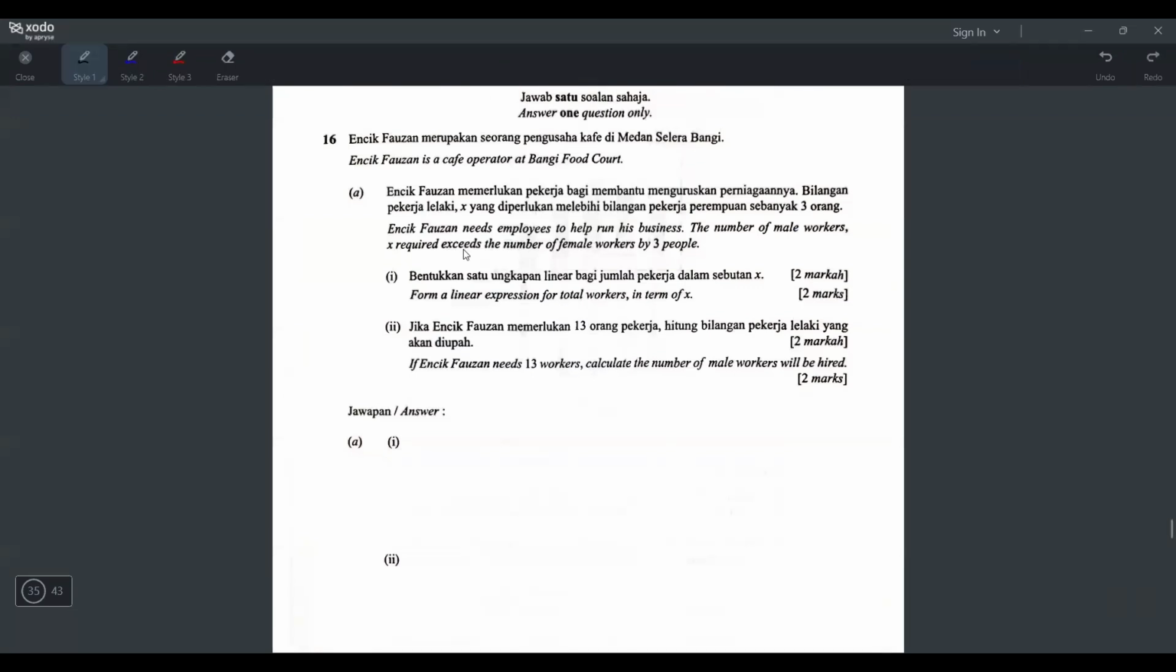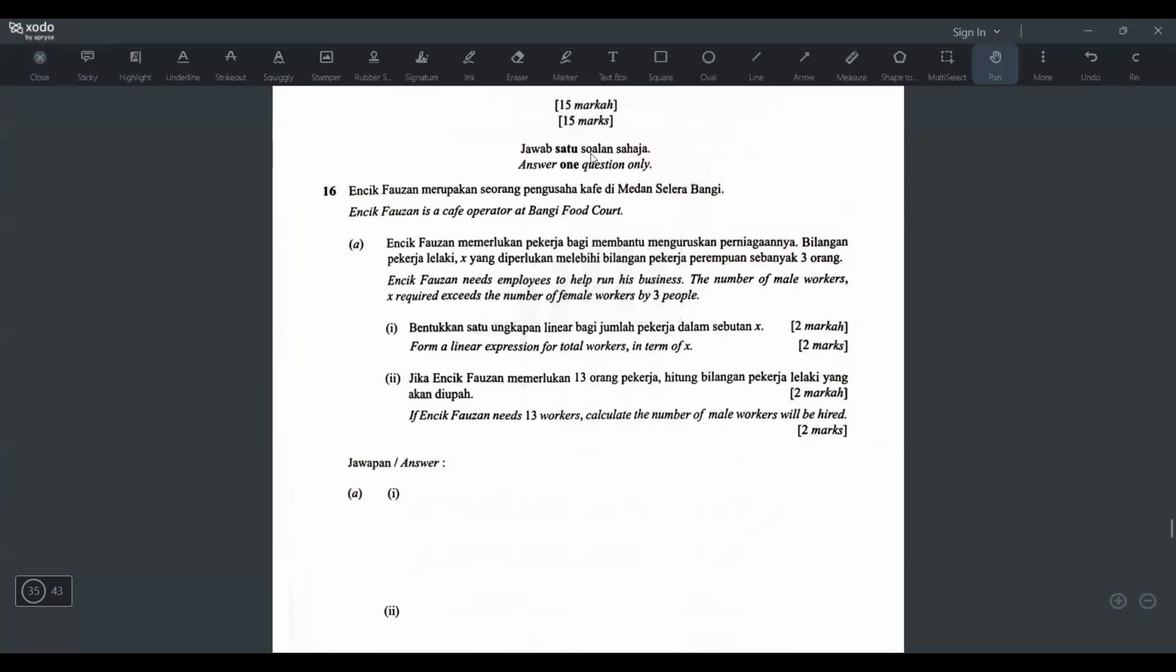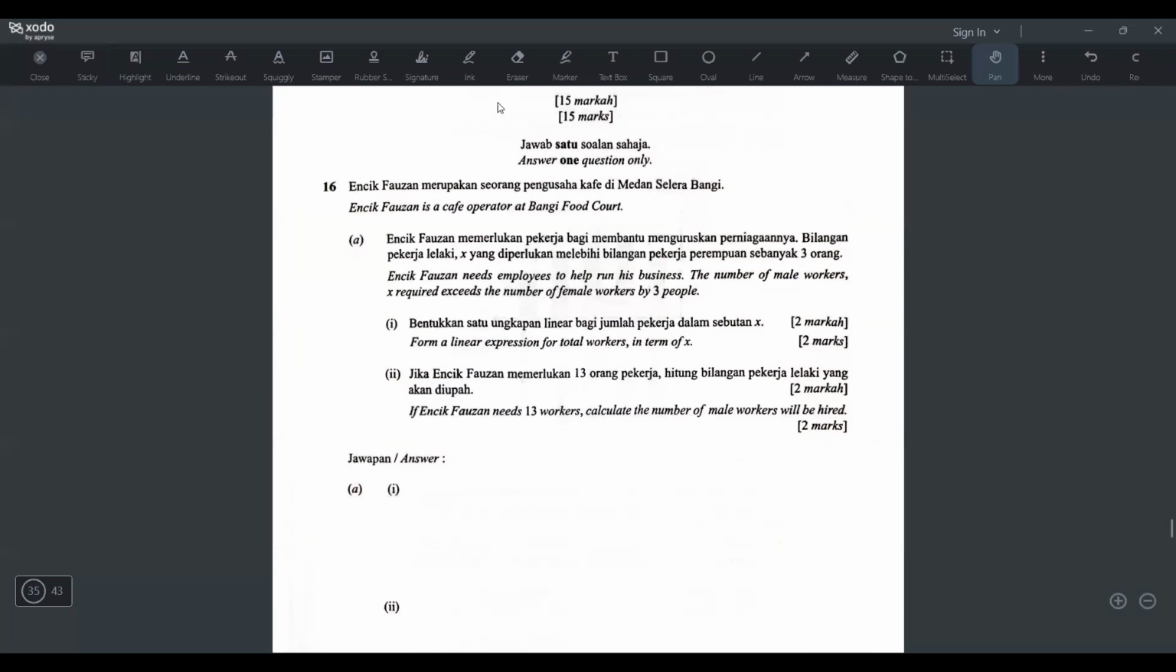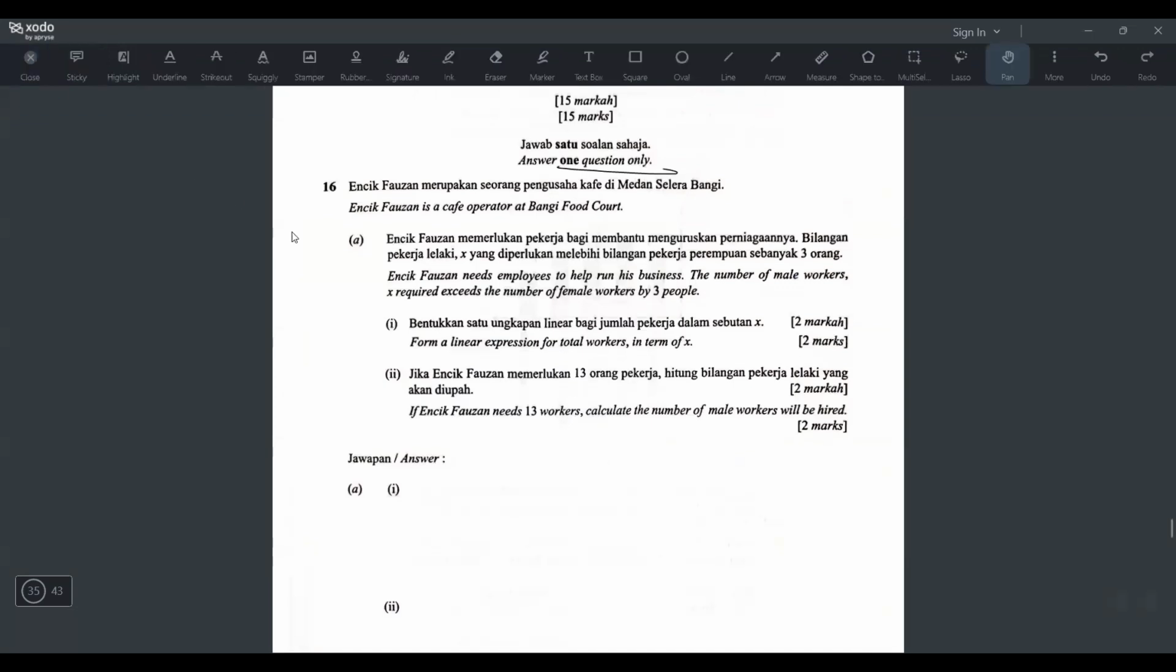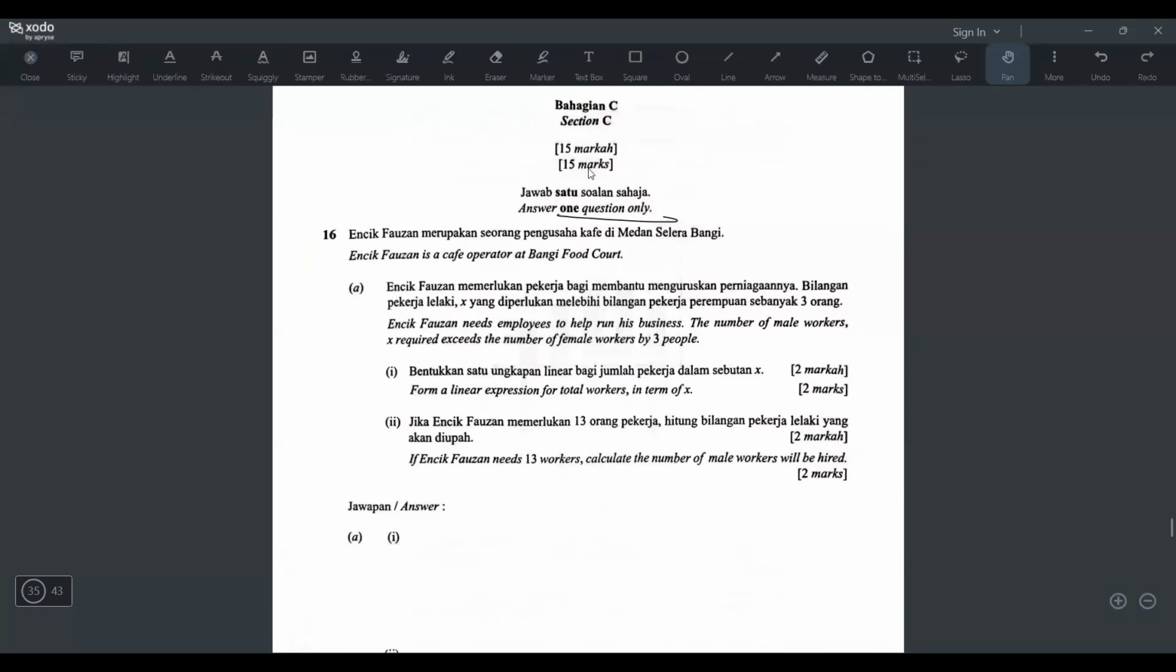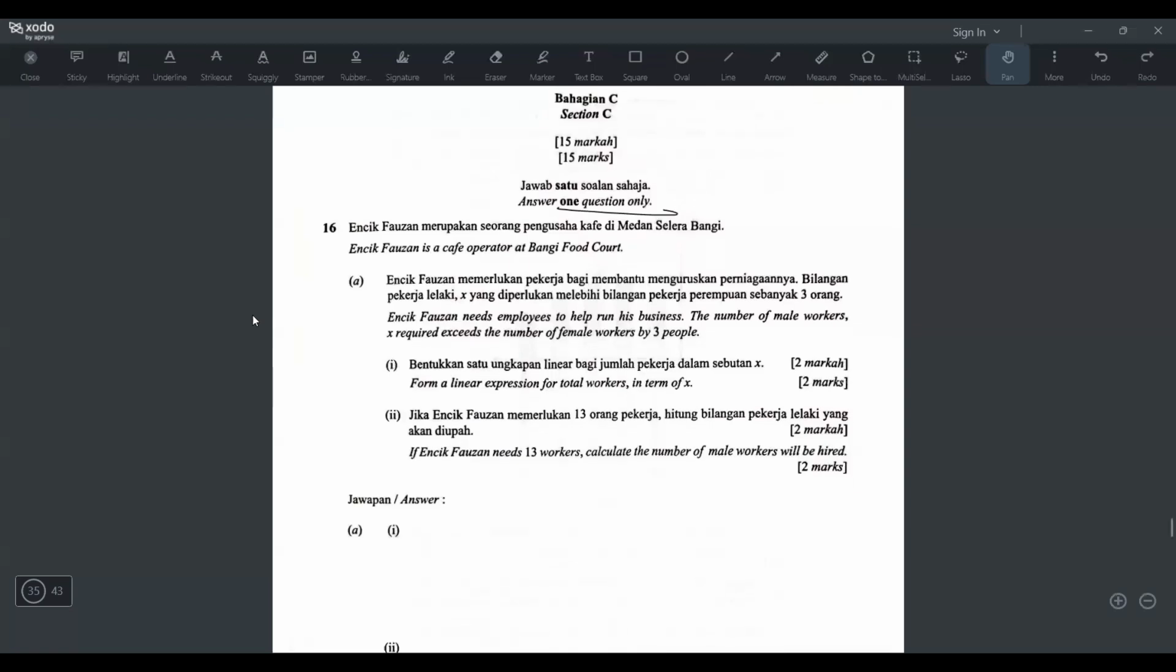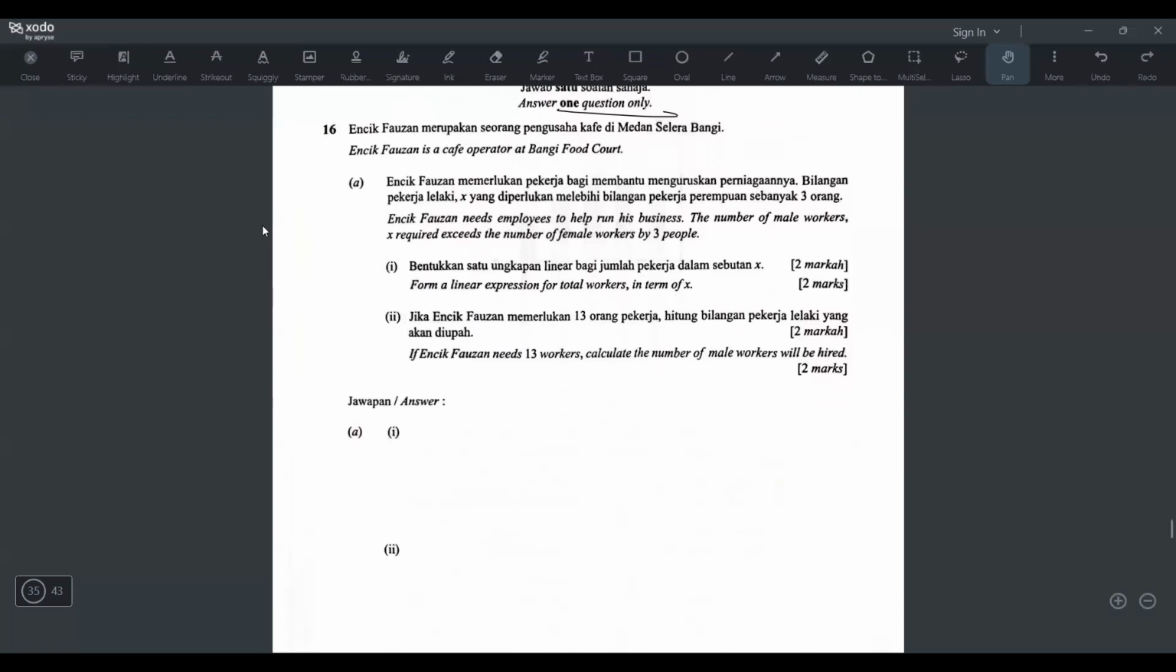I want to continue with number 16. So now we are at section C. Section C, they will give you 2 questions. You will only need to choose 1 question only, right? Answer 1 question only. But I will do both. And 1 question is worth 15 marks. All right, I'll do 16 first.